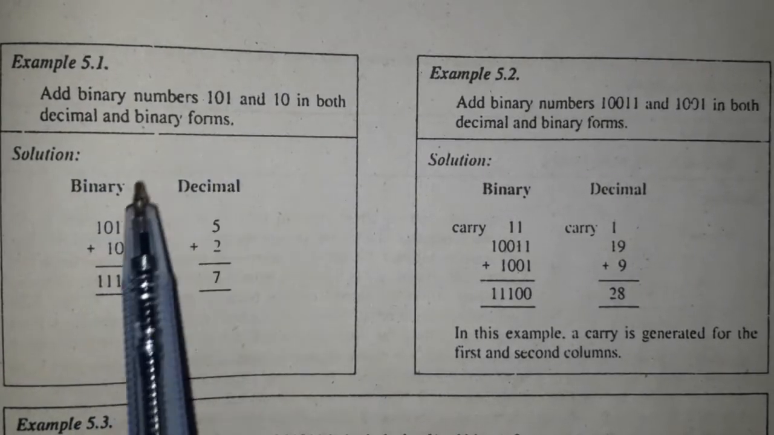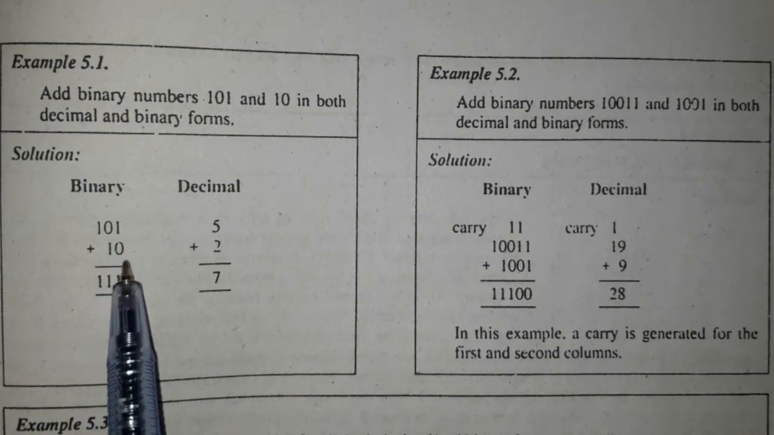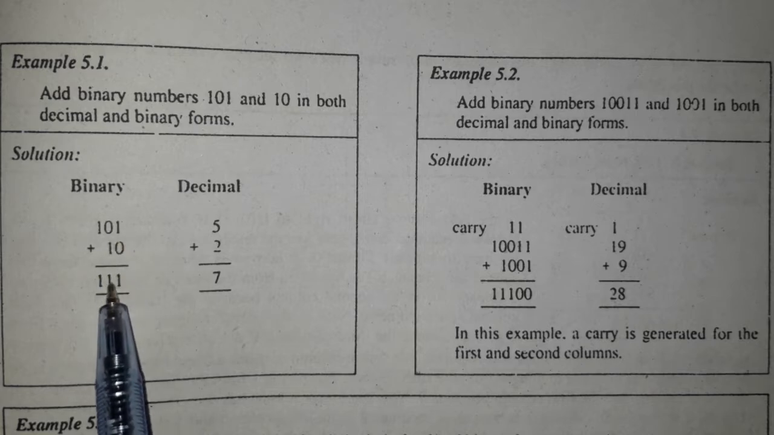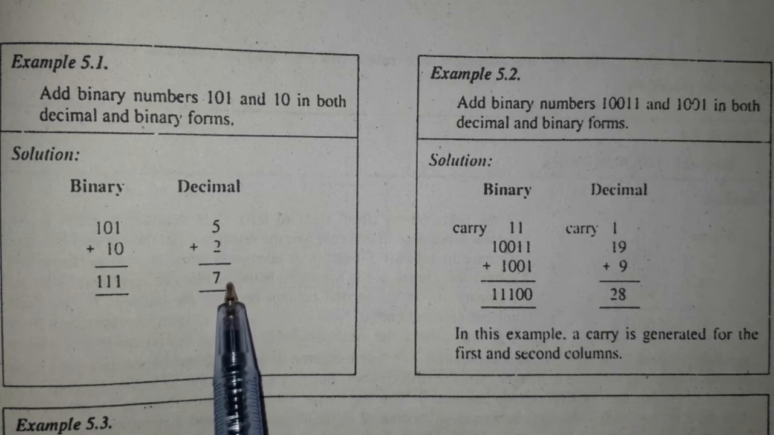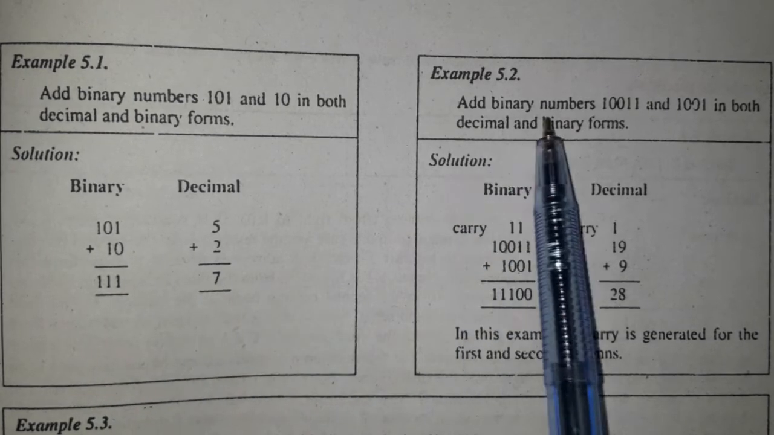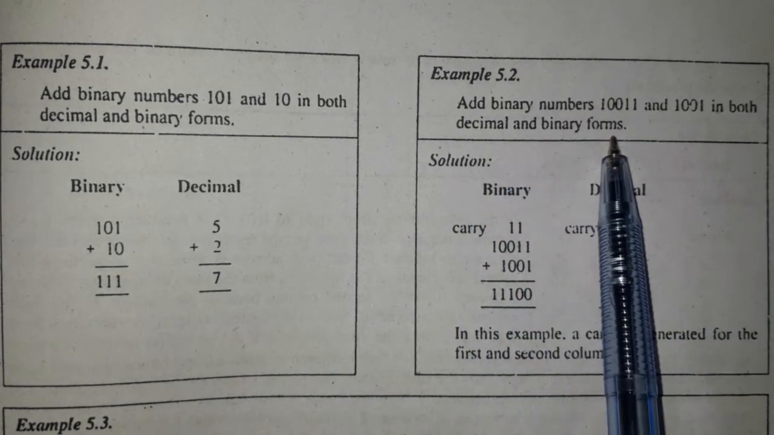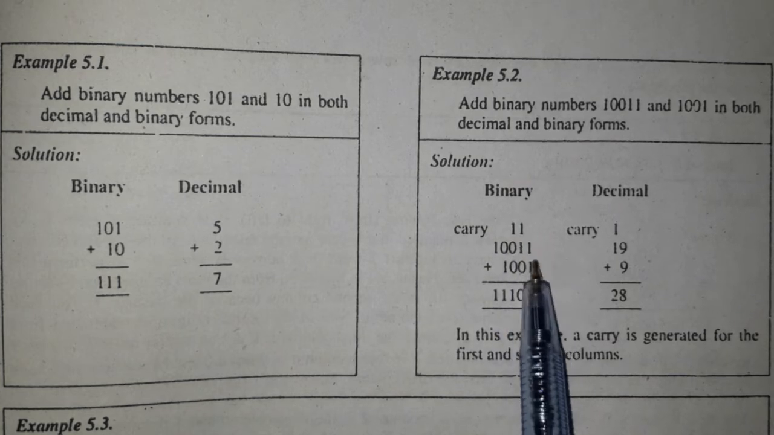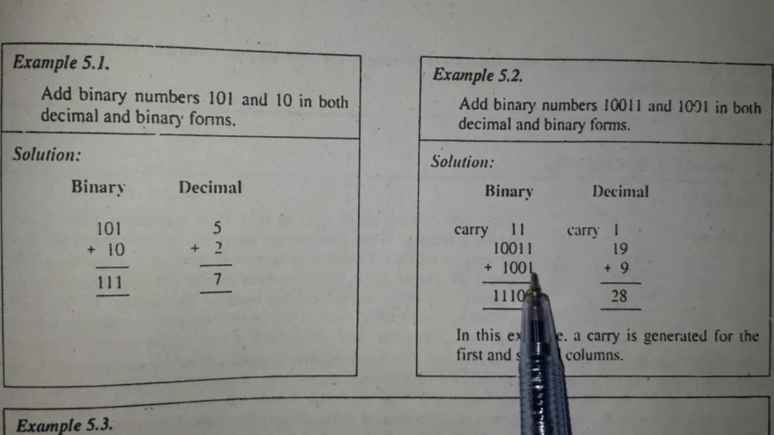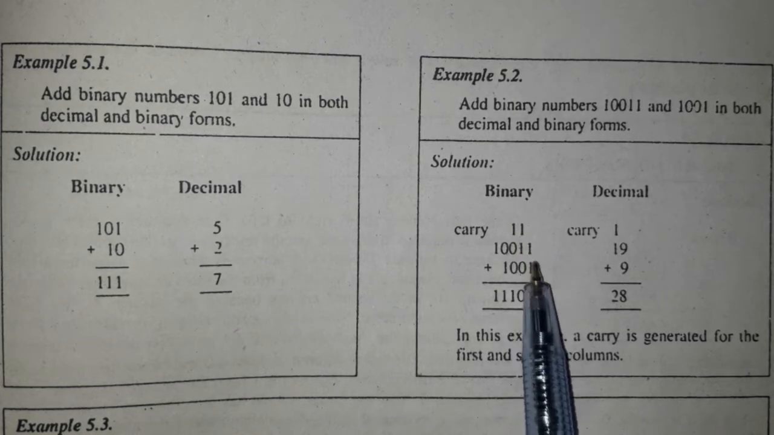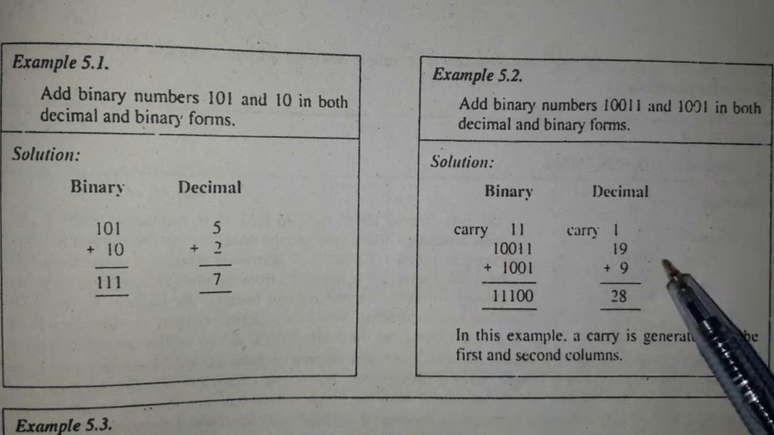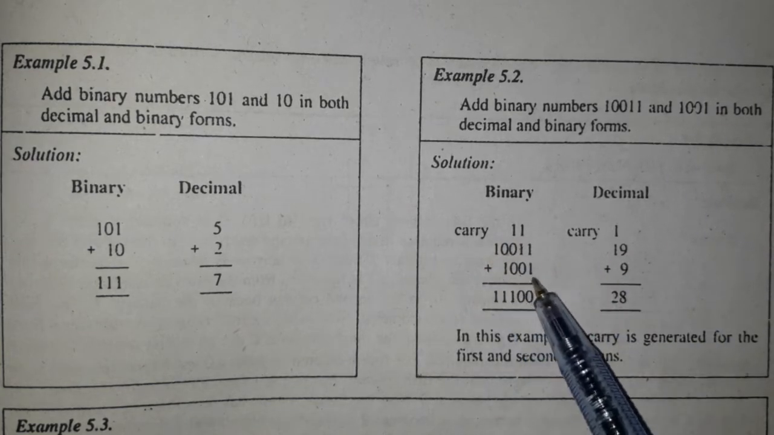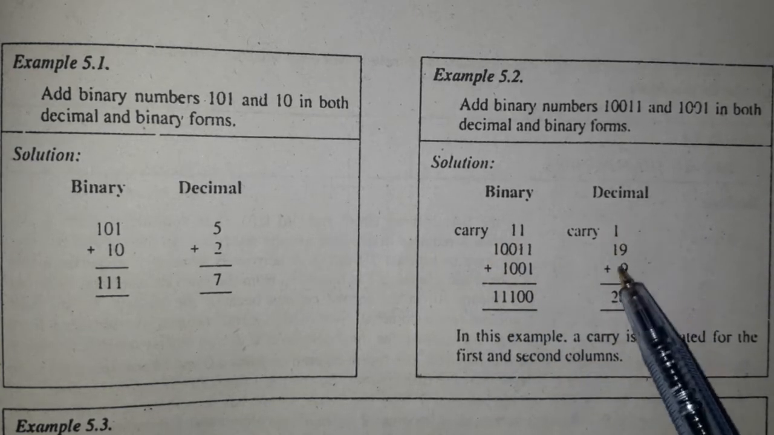Addition of binary numbers 5 and 2. As we know, the numbers are written from right to left, so 5 and 2 are added using decimal and binary. In this example, carry is used because 1 plus 1 is equal to 0 with carry 1, so 0 is written and 1 is carried. Then again 1 plus 1 gives 0 and 1 is carried, and 1 plus 0 plus 0 is 1, and 1 plus 0 is 1.